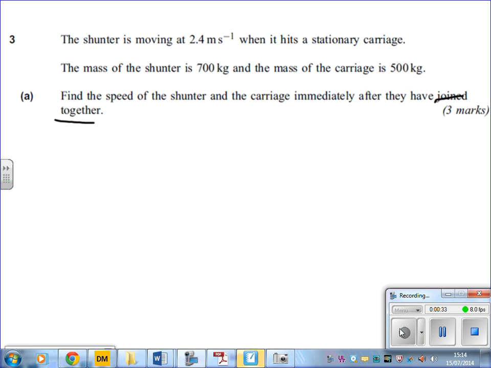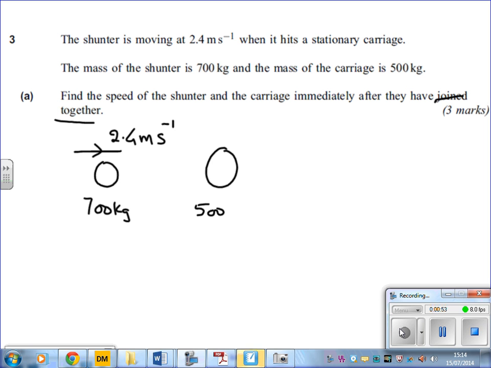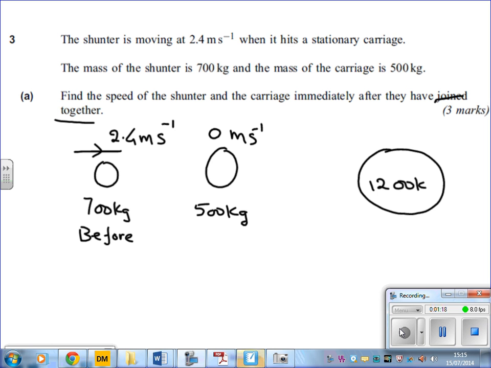So the first thing I would always do is draw a diagram, which is 700 kg and it's moving with a velocity of 2.4 meters per second. The 500 kg is stationary, it says, so it's 0 meters per second. This is before collision, so let's write down "before" here so we know. And after collision they're joined together, so the total mass is going to be 1200 kg, and we need to work out the velocity v.